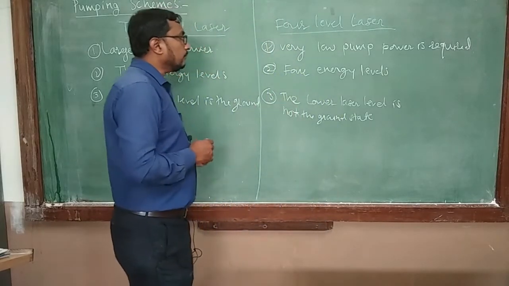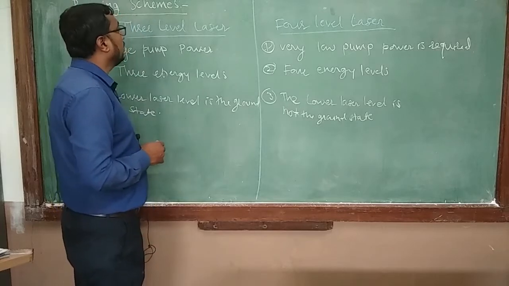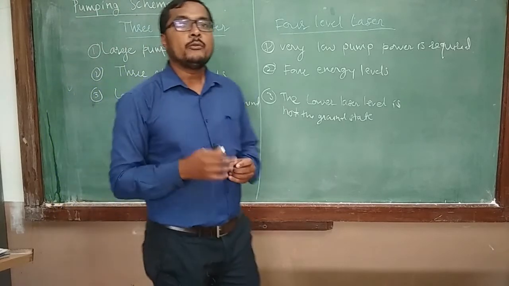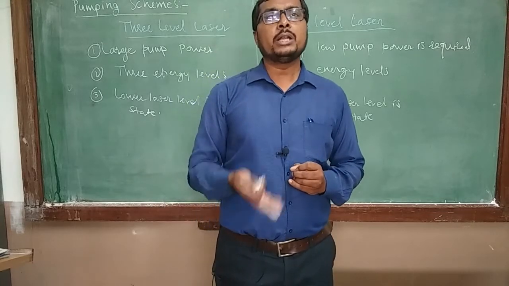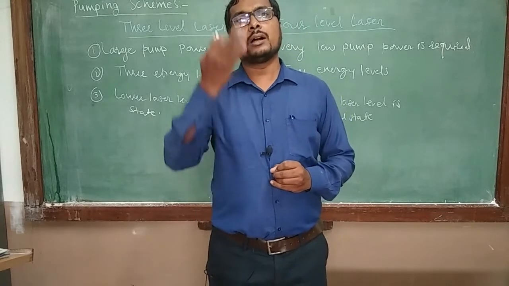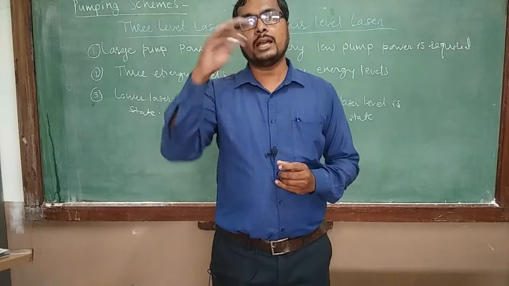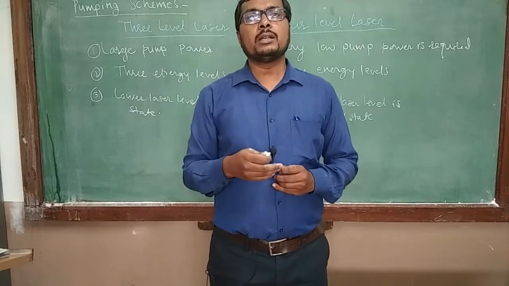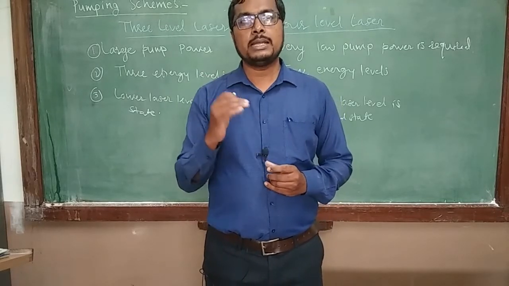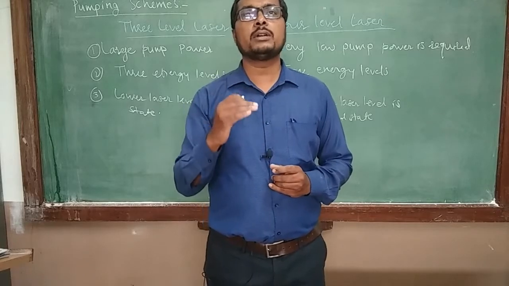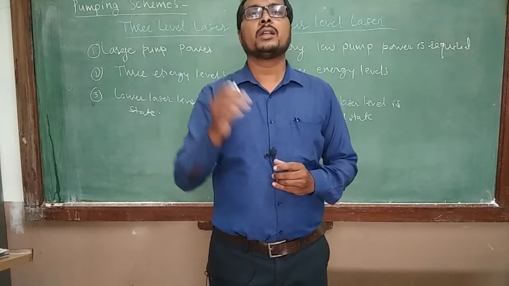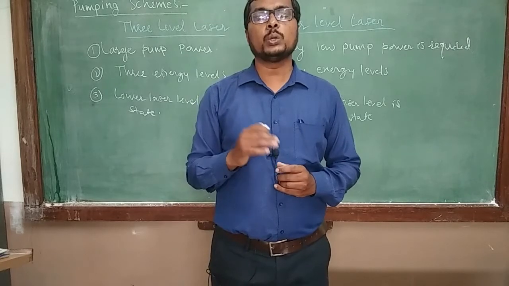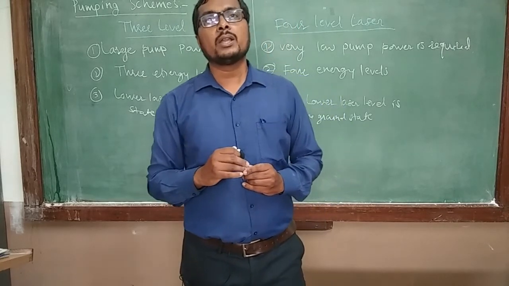Another thing in the 3 level laser is that we have to lift more than half of the atoms, and we need to continuously pump the atoms to the upper energy level, so that they are available for lasing action. That means population inversion will be created only if more than half of the atoms are lifted to level E2, right?